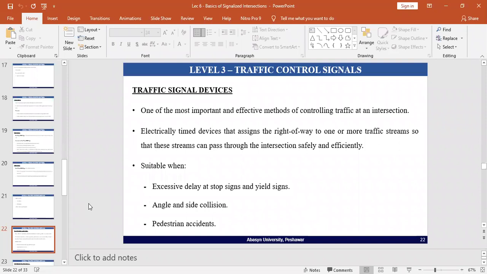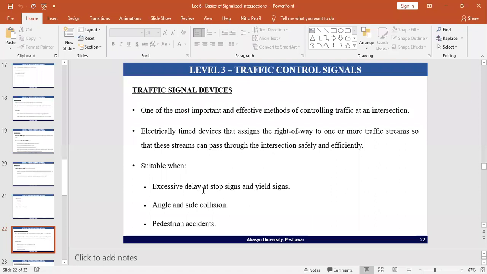Traffic signal devices you will have to use when stop signs and yield signs cause excessive delay. Okay, so now you have a mature society, people who can read these signs and understand them, and they still stop and yield to the traffic on the major roads.